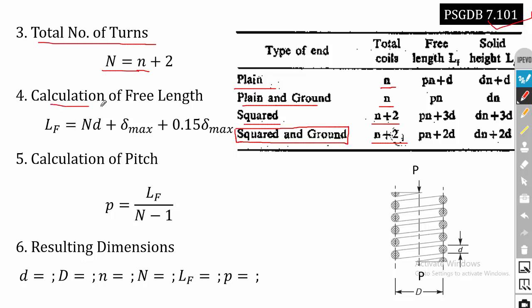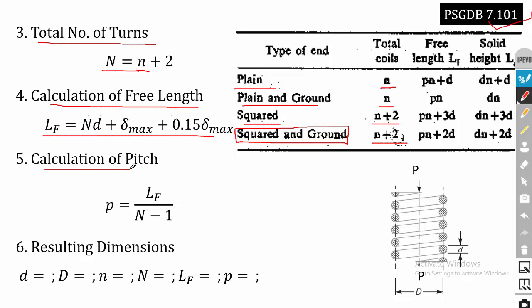The fourth step is calculation of free length. We know the equation for calculation of free length, that is LF is equal to, so this equation we have to memorize. This equation is not in the data book. LF is equal to N d plus del max plus 0.15 del max. This del max is the del value that is given in the problem.